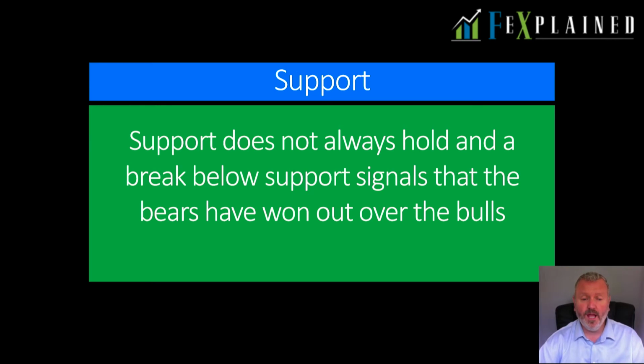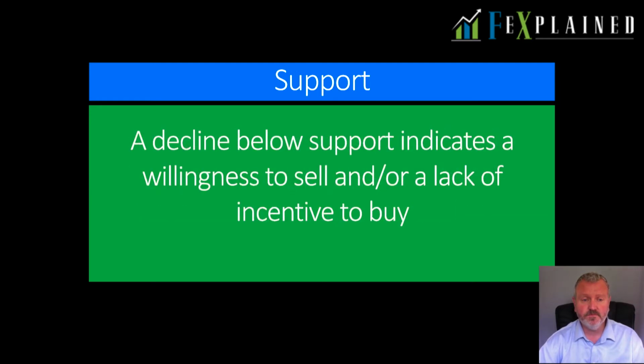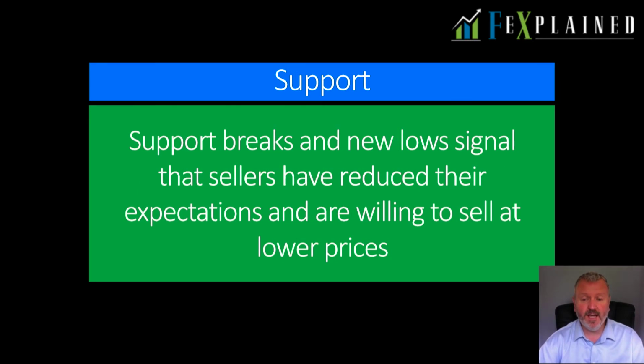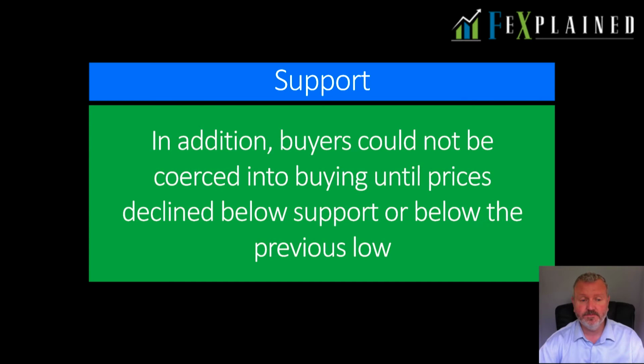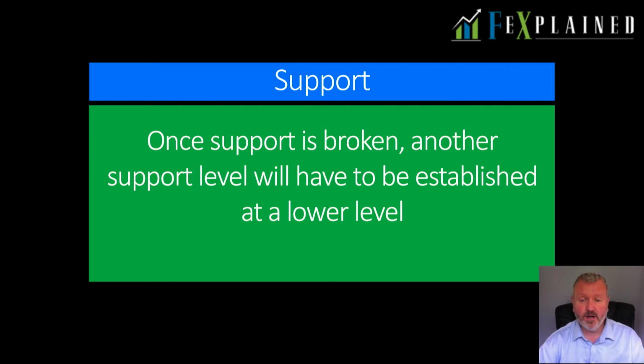Support does not always hold, however, and a break below support signals that the bears have won out over the bulls. A decline below support indicates a willingness to sell and or a lack of incentive to buy at that level. If support breaks and new lows are made, this signals that sellers have reduced their expectations and are willing to sell at lower prices. In addition, buyers could not be coerced into buying until prices decline below support or below the previous low. Once support is broken, another support level will have to be established at a lower level.